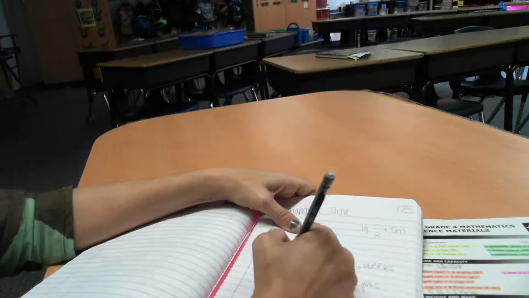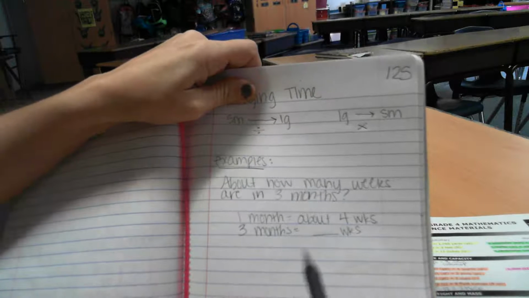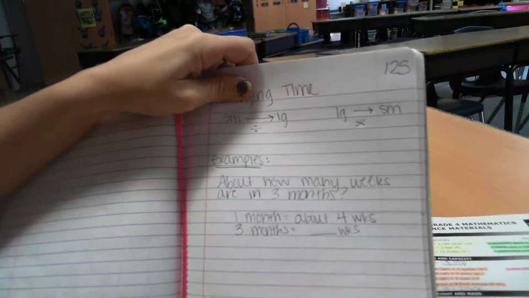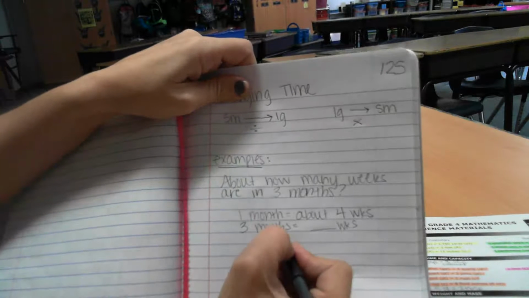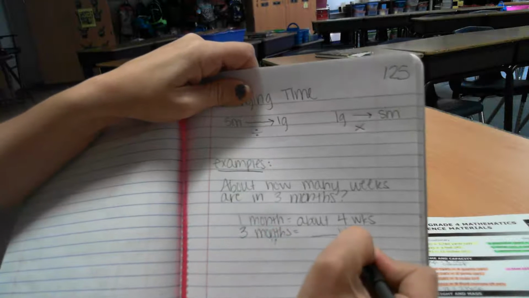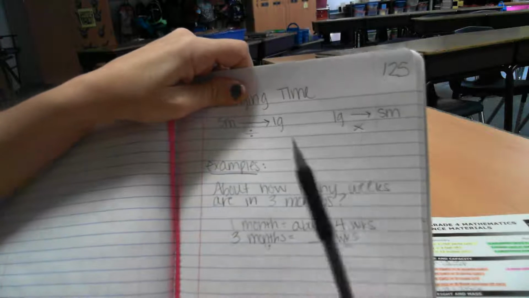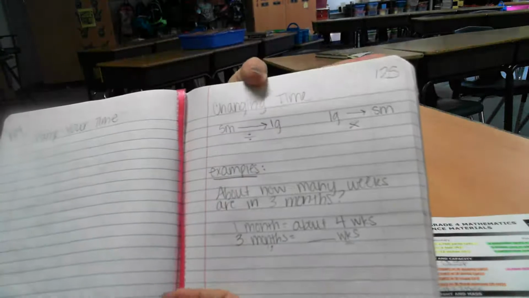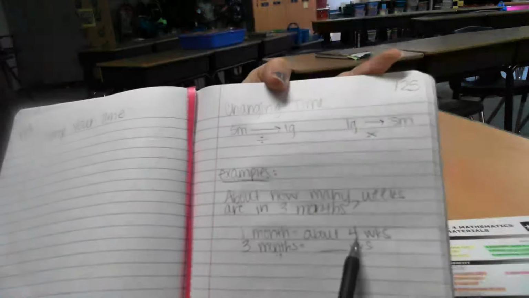So I am looking for about how many weeks are equal to 3 months. That's what my question is asking me. If I'm going from months to weeks, is that small to large or large to small? Well, months are my large. Weeks is my small. So if I go from large to small, I'm going to multiply. I'm going to multiply my 3 months by the about 4 weeks.